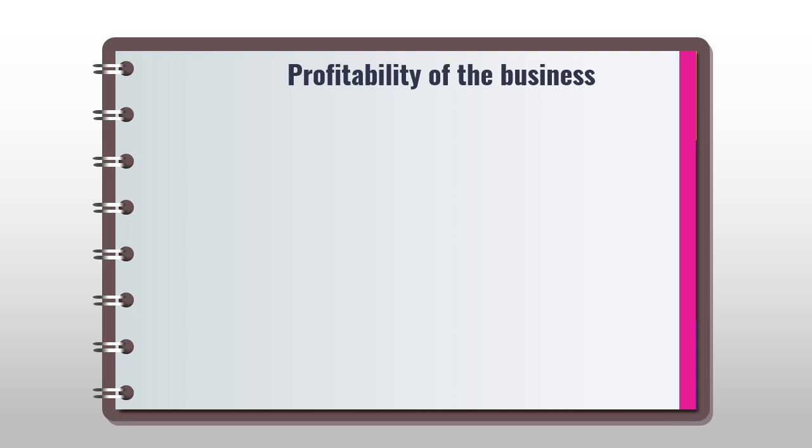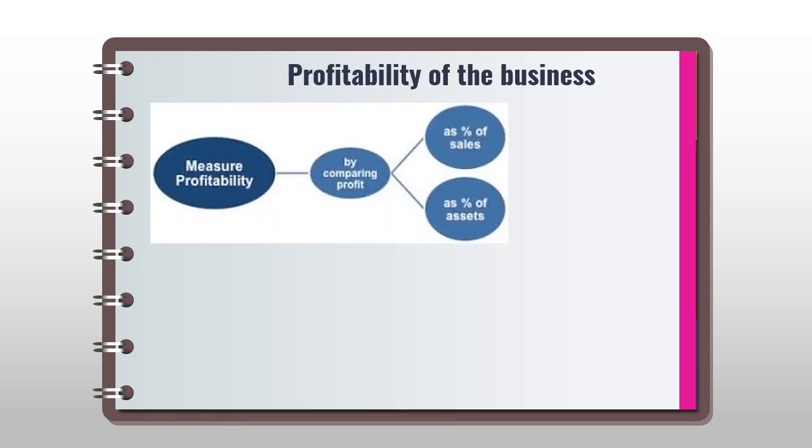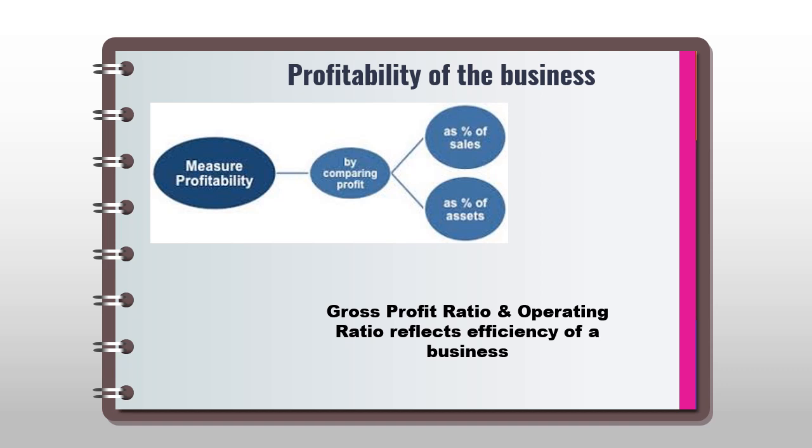Moving ahead, let us study what these ratios indicate. Revenue statement ratios indicate the profitability of the company. They measure profitability by comparing profits with respect to the percentage of sales and with respect to the percentage of assets available. Gross profit ratio and operating ratio reflect the efficiency of a business, how efficient a business is.